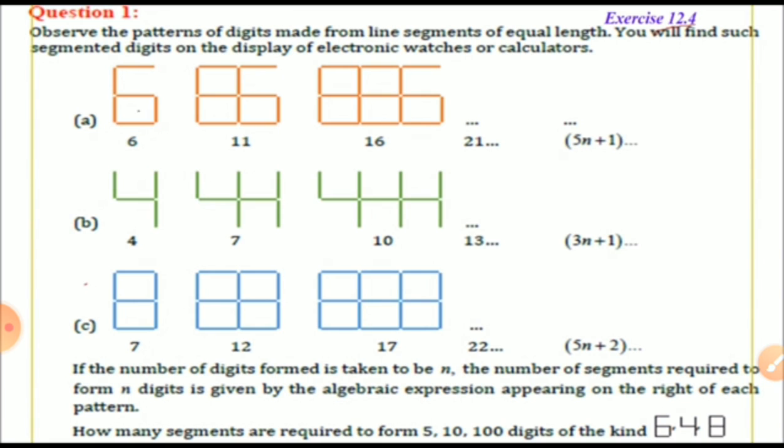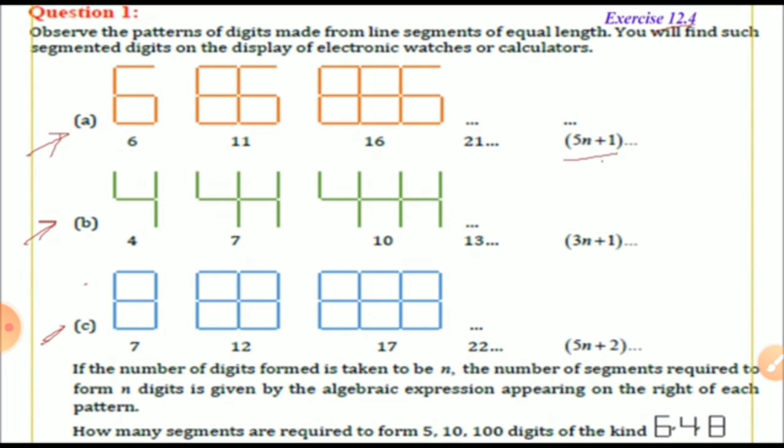exercise 12.4, question number 1. Observe the pattern of the digits made from the line segments of equal length. You will find such segmented digits on the display of electronic watches and calculators. To make 6, you need 6; to make 11, double 6 needs 11; for triple 6 you need 16, and 21, like that way.